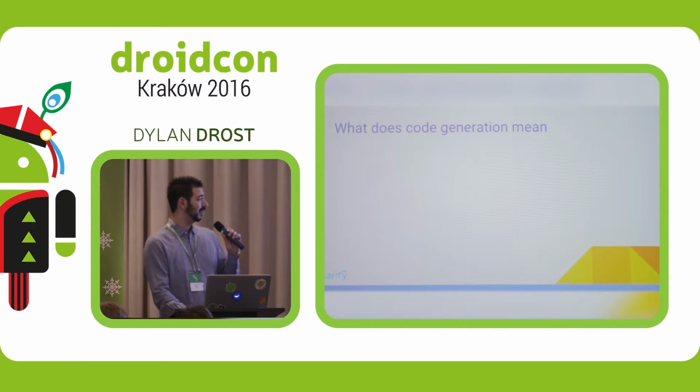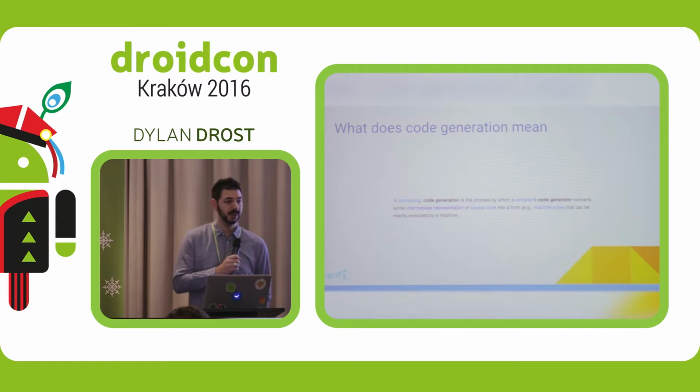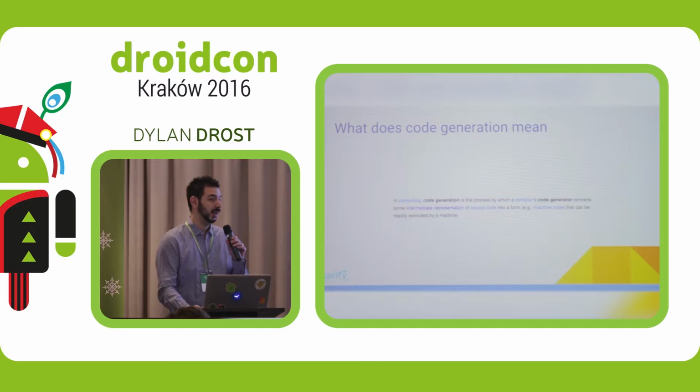Well, what does code generation mean? When I started researching for this presentation, you enter code generation and you go to Wikipedia, and this is the first thing that comes up. In computing, code generation is the process by which the compiler's generator converts some intermediate representation of source code into a form of machine code that can be readily executed by the machine.